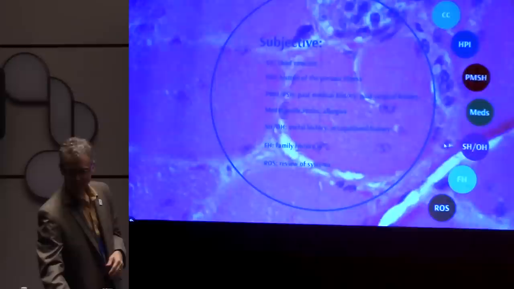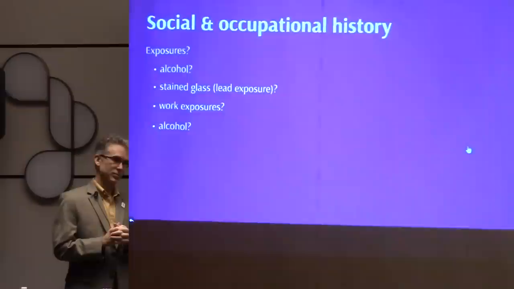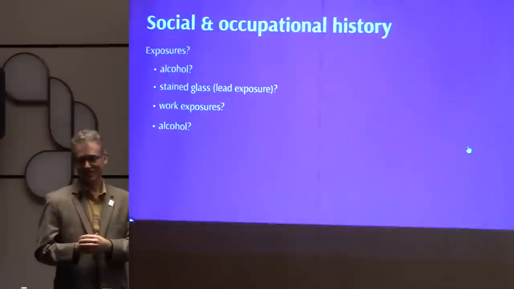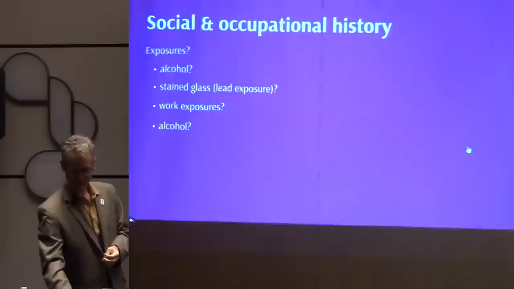Social history and occupational history. I want to know if you've been exposed to something. Alcohol. Alcohol can cause a myopathy. If you have a hobby of working with stained glass and you get exposed to too much lead, or you work in a smelting plant or something like that, you can get exposed to heavy metals. And I put alcohol twice, so I guess that was, it's Kentucky. So, the alcohol gets a double billing.